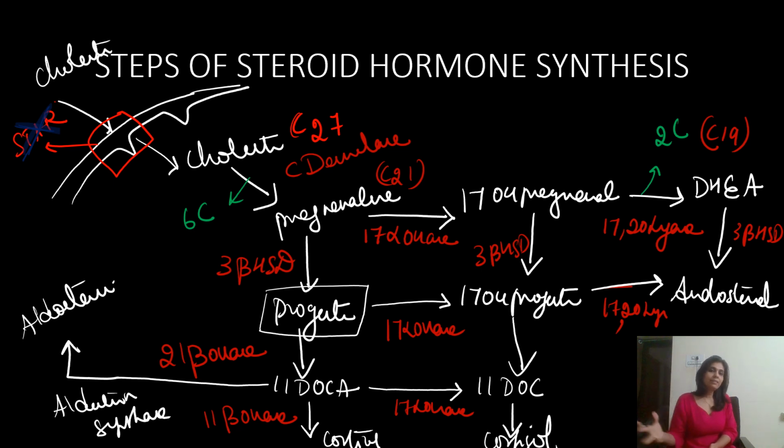Okay. And at the time of birth, what would you observe? At the time of birth, there is low cortisol, low aldosterone, and low sex steroids. So what happens when there is low cortisol? When there is low cortisol, it will present as hypoglycemia.